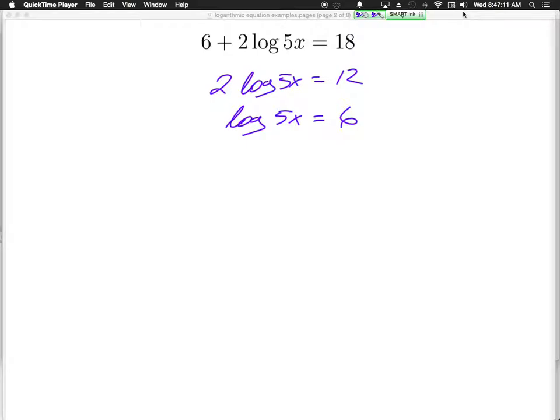The log is now by itself, so what do I do? Change form. And what do I identify to make that happen? The base and the exponent. What's my base? 10. And my exponent is? 6. Everybody understand why my base is 10? Yes. If there's nothing there, it's understood to be 10. Again, I've got to get x by itself, so what do I want to do? Divide by 5, which means I want a 1/5.